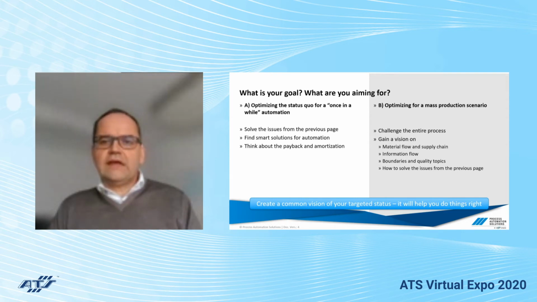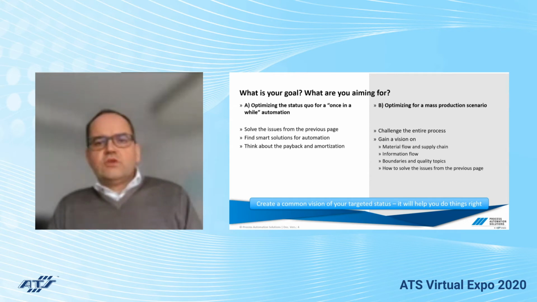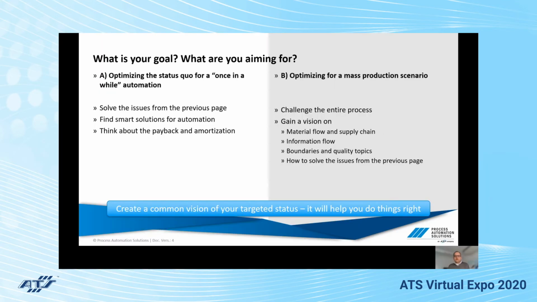If you would consider automizing such scenario in a mass production, you would do it maybe fully different. You would challenge the entire process, the entire flow, the entire supply chain. You would gain a vision of what would be the best material flow for mass production and the related supply chain. You would think about what would be an information flow to have everything at the right time, at the right place. You need to think about the quality topics and the boundaries in the process. And of course, also in such setup, you would need to think about how to solve the issues from the previous page, all the nitty-gritty details.